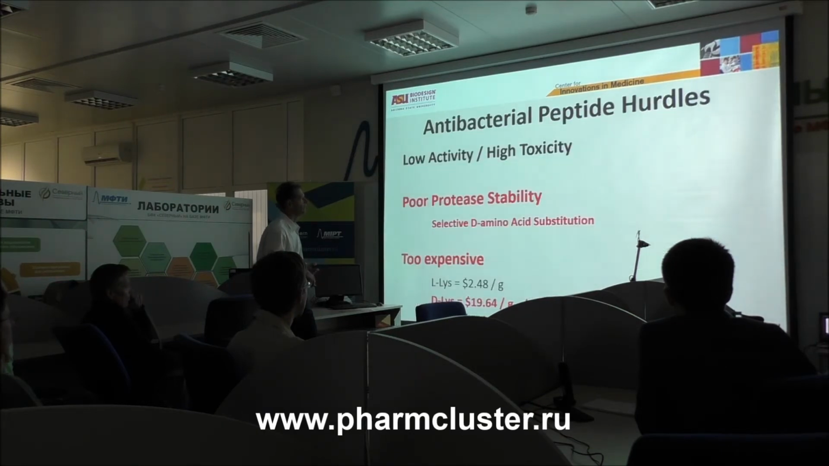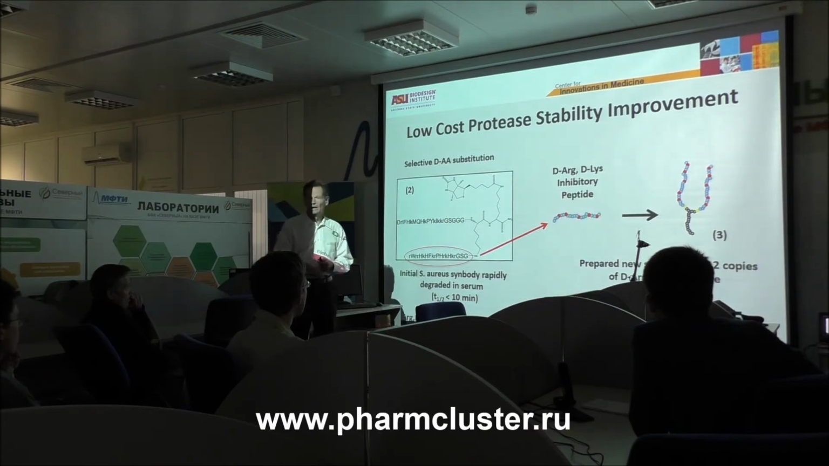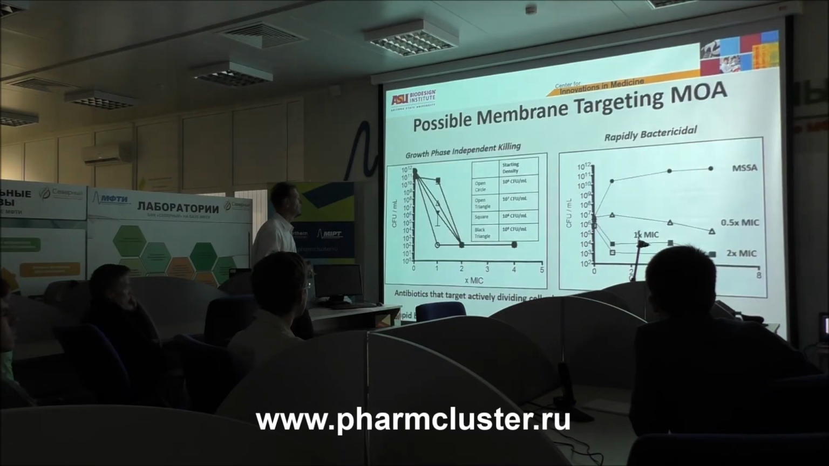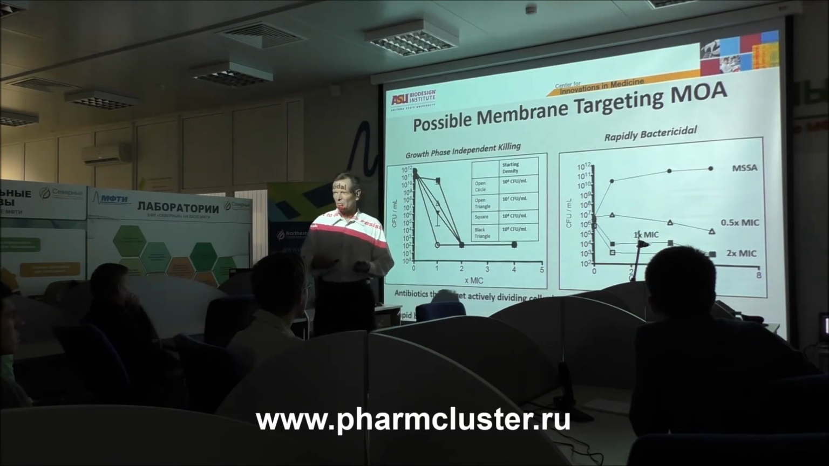Stability is relatively easy to take care of because you just substitute the amino acids, and it usually makes them much more stable. For that same SynBody, we can get the half-life up to 240 minutes by substituting the L amino acids. That's pretty simple. I won't go through this, but basically there's a screen to see if it's actually targeting membranes, and most of the SynBodies that we pick, because we pick the things that are lytic, are actually hitting the membrane.